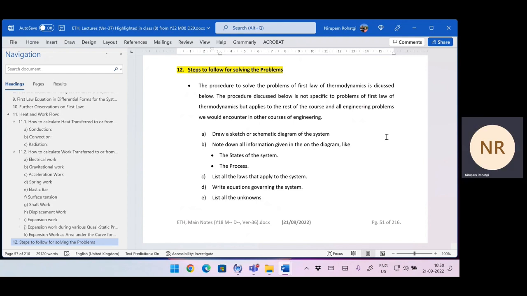The advantage, as I told you, is that if you know the problem 100%, but by mistake you have done it wrongly, then you are stuck. Then you are lost, in fact, not only on this problem, but there is the additional cost of not doing another problem. Okay, so first you should make a sketch of the problem, and note down all the information given in the diagram, like state of the system, process, etc., on the diagram.